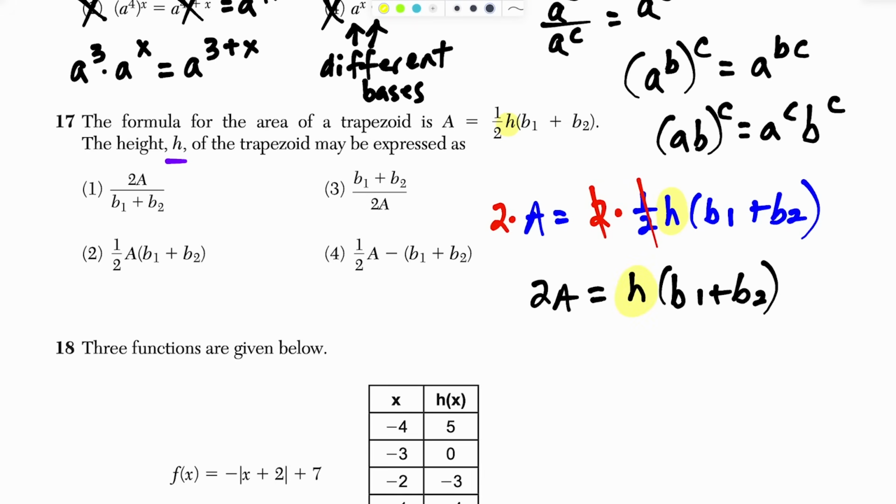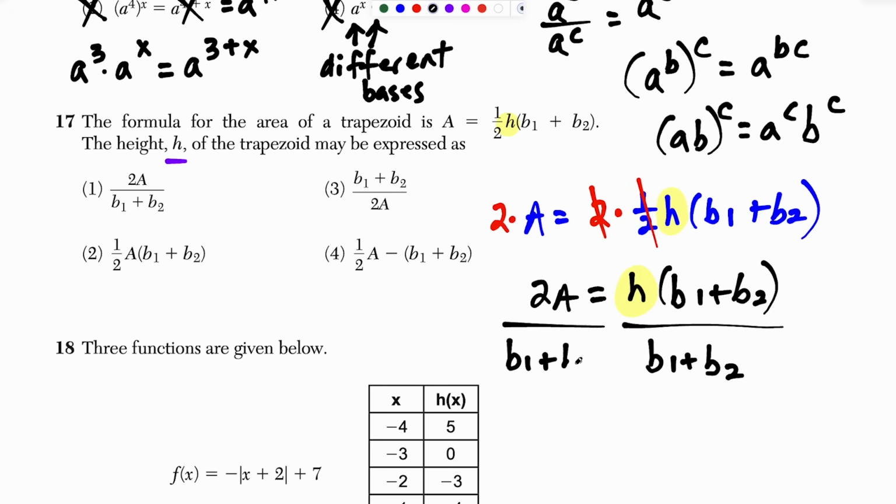So let's think about how h is attached to b1 plus b2. These terms are attached by multiplication, and the opposite of multiplication is division. So we could just divide both sides by the factor b1 plus b2, and that's going to help us solve for h right away. So now b1 plus b2 cancels out on the right side. We're left with h equals 2 times a over b1 plus b2, and this is going to match up with choice 1.